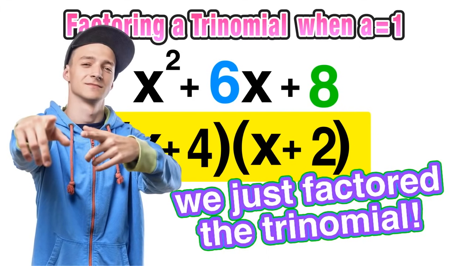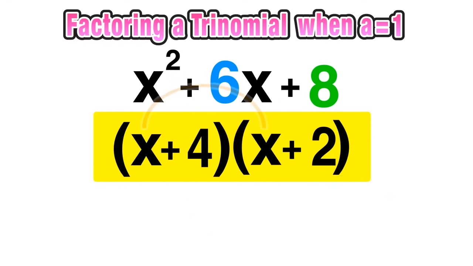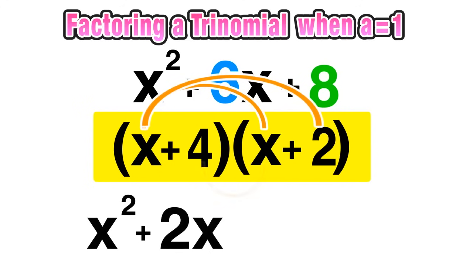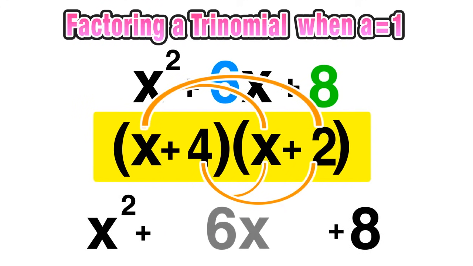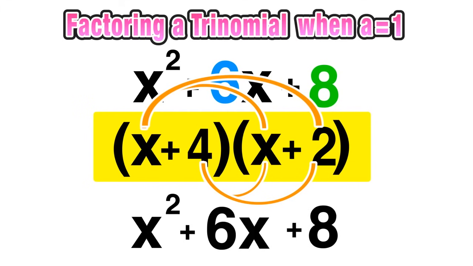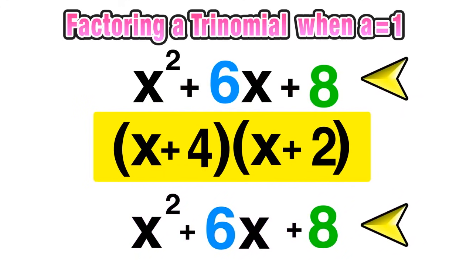Now we can check that answer by multiplying those two binomials together. x times x is x squared, x times 2 is 2x, 4 times x is 4x, and 4 times 2 is 8. Combine like terms in the middle, 2x plus 4x is 6x. When I rewrite this as a trinomial, I notice that we get what we started with in the beginning. So I know that my factors are correct, and I'm ready to move on.